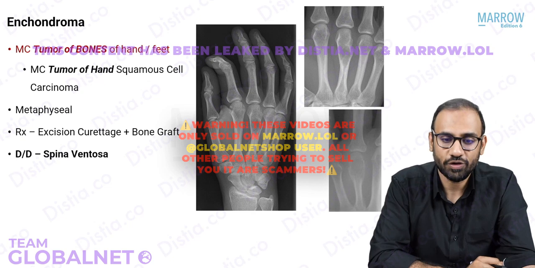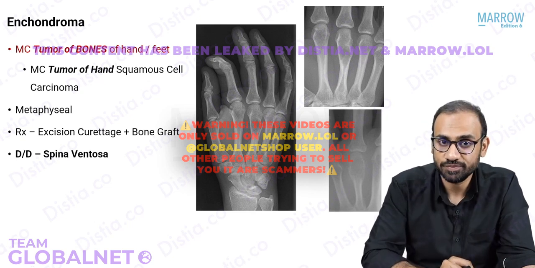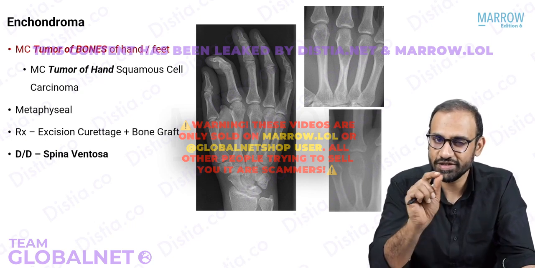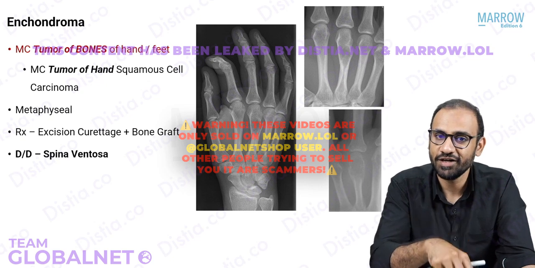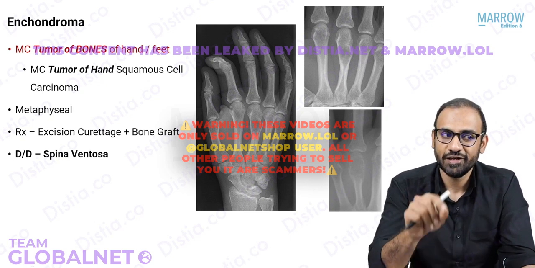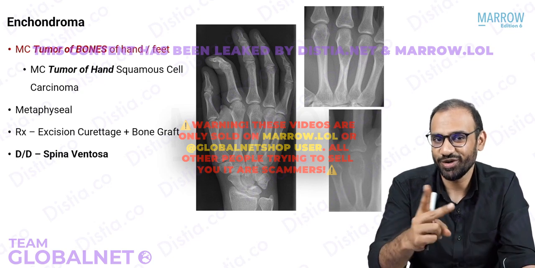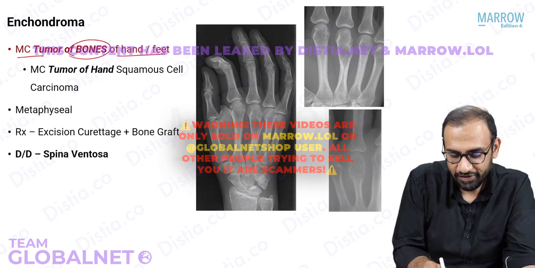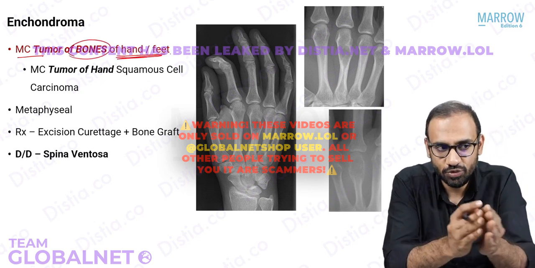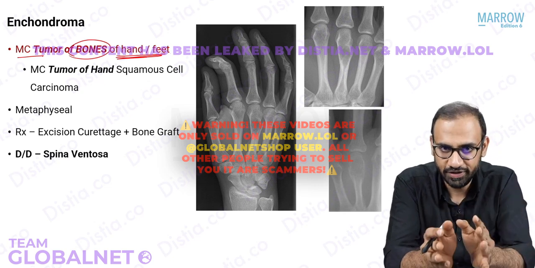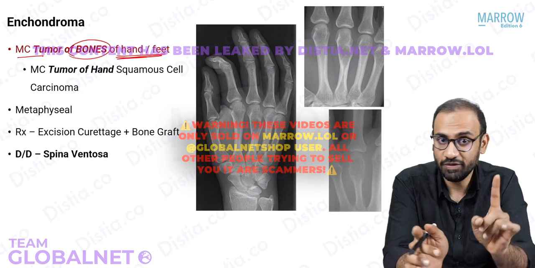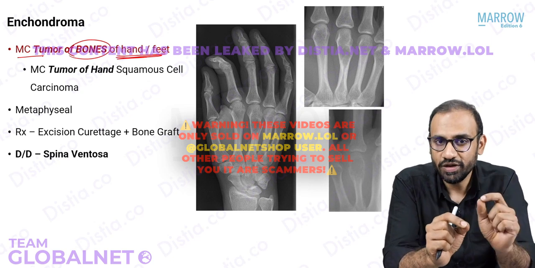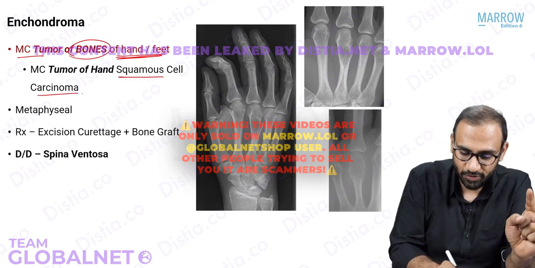Now let's start talking about enchondroma. We already know so much about it. We know that it is a cartilaginous tumor. So how will it appear? Lucent or hazy with some calcification here and there. Second thing, is it epi, meta, or diaphyseal? It is a metaphyseal tumor, right? We already know these two very, very important things. It is the most common tumor of bones of hand and feet. Very, very important. If they ask you what is the most common bone tumor of hand or feet, your answer is enchondroma. But be very careful here. If they ask you what is the most common tumor of the hand, without mentioning the word bone, then you should mark squamous cell carcinoma.